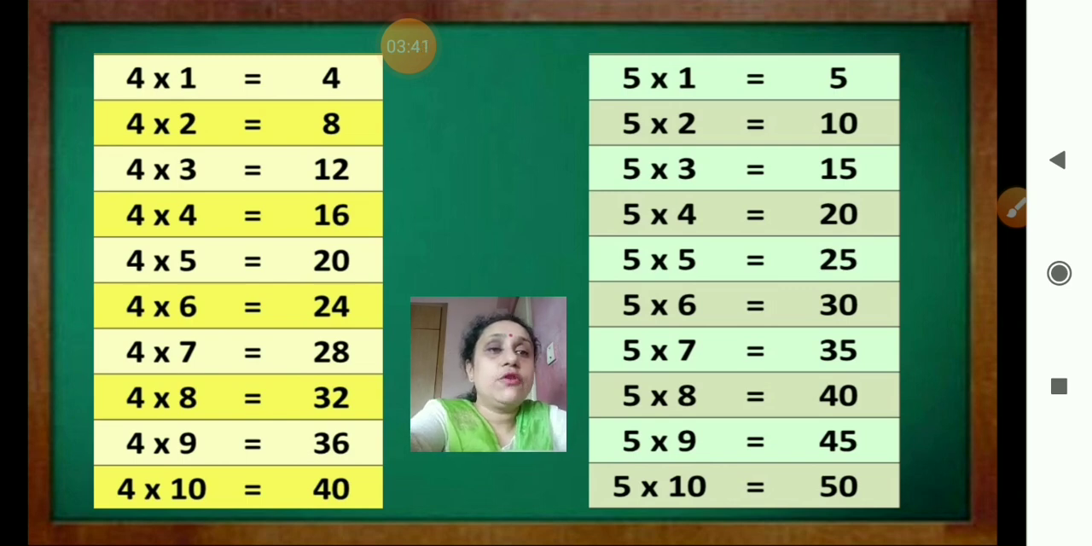Now table of 5. 5 ones are 5. 5 twos are 10. 5 threes are 15. 5 fours are 20. 5 fives are 25. 5 sixes are 30. 5 sevens are 35. 5 eights are 40. 5 nines are 45. 5 tens are 50. Okay. So we have finished with our tables. We have done the revision so that we can do the multiplication work nicely.